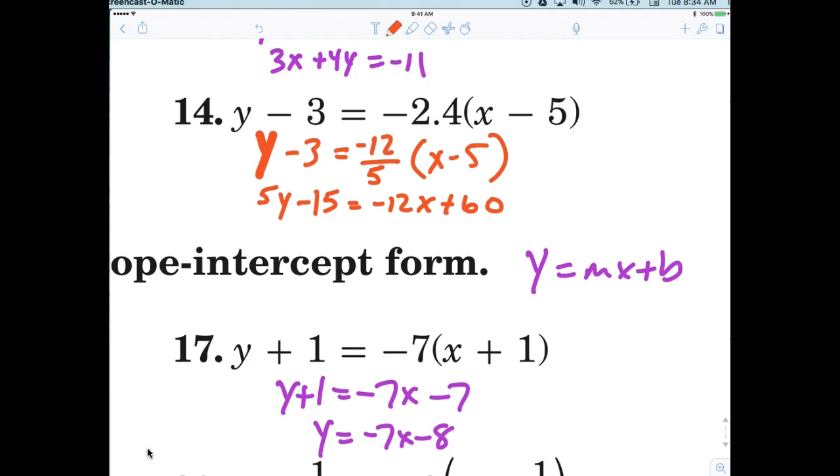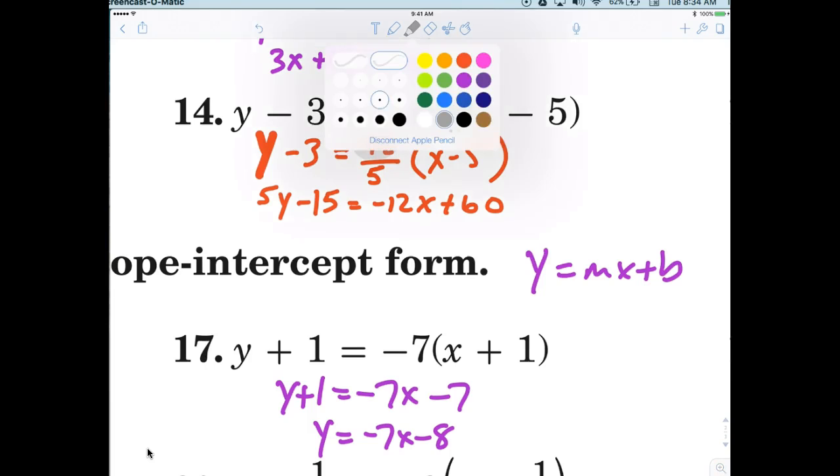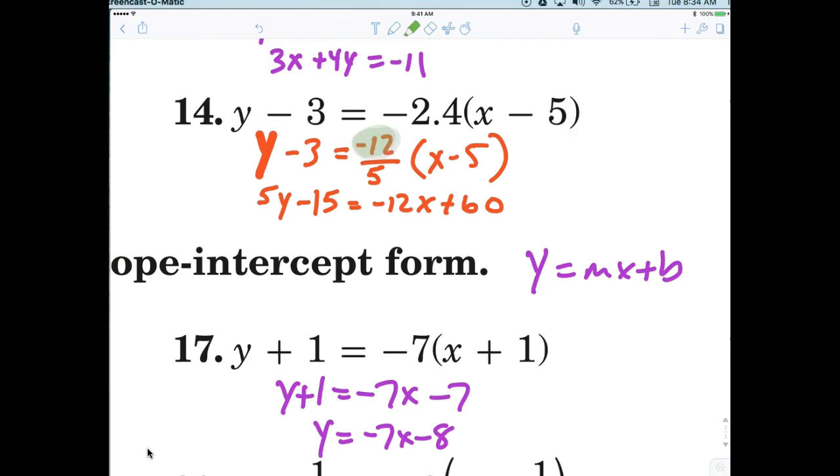That's a good question. See this right here? You can't see the highlight. So I'm distributing a negative 12. Remember yesterday we talked about multiplying both sides by 5? Then that 5 would cancel. All right, good. Very good. Everybody okay with that?